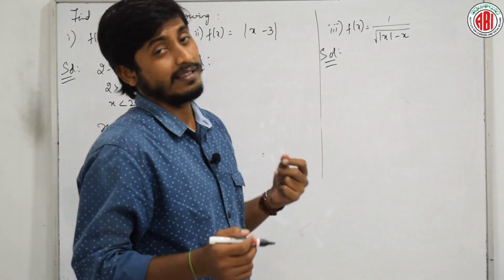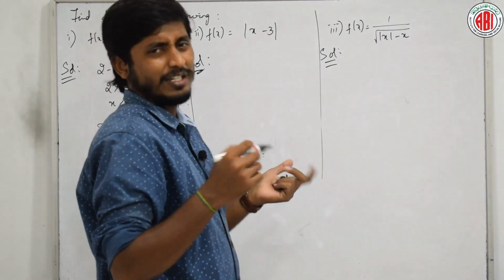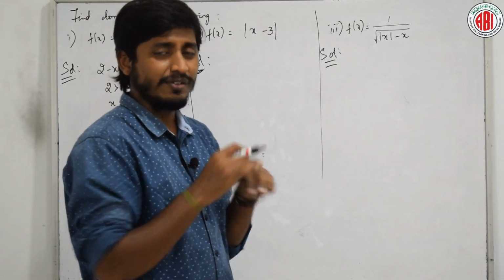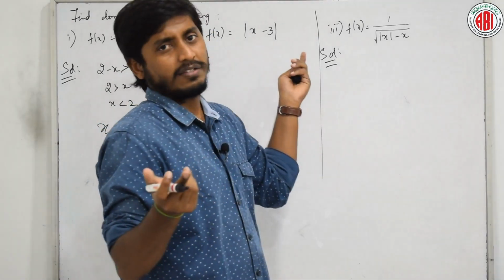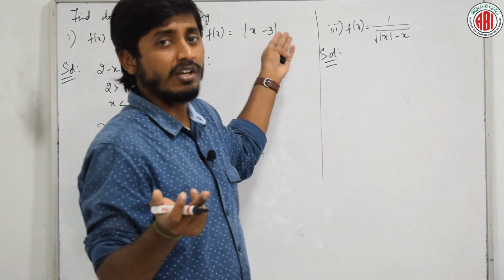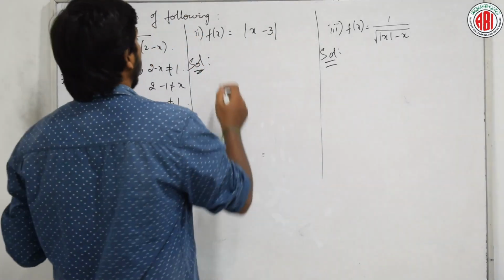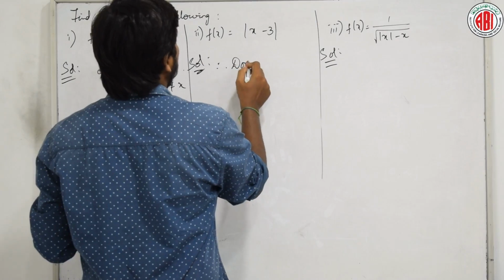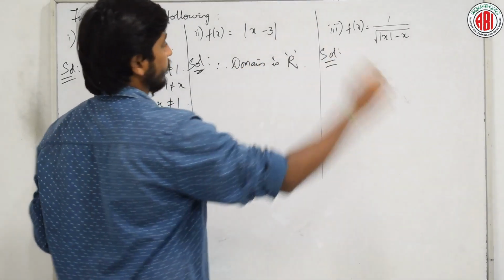Modulus of x minus 3. Then what is it? Whether it is positive or negative, the modulus is always positive. Whatever value you substitute instead of x, it is valid. Even if you substitute 3, it is 0. It is a real value. So, therefore, the domain of this is R.